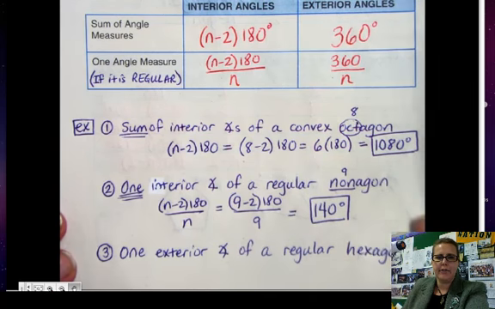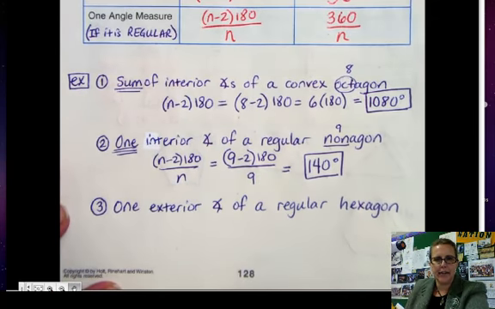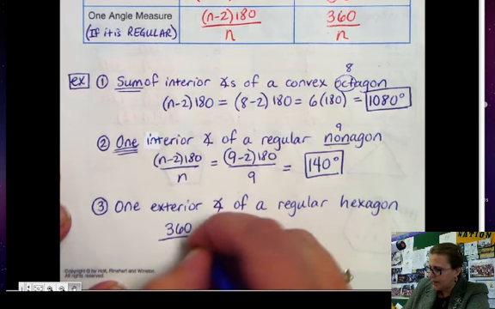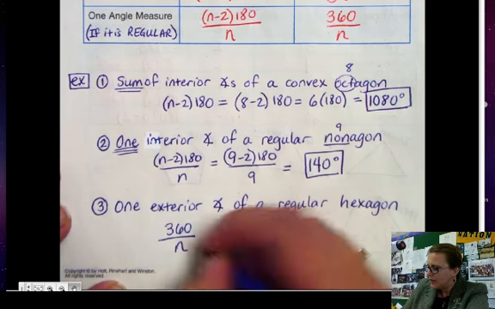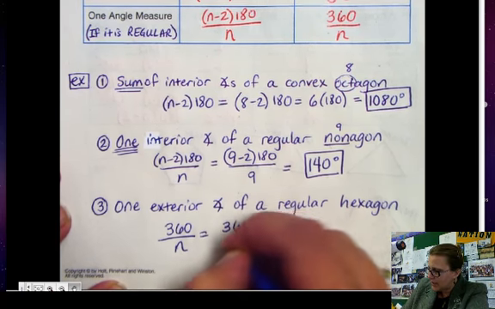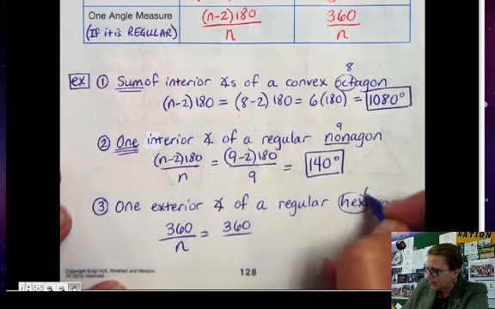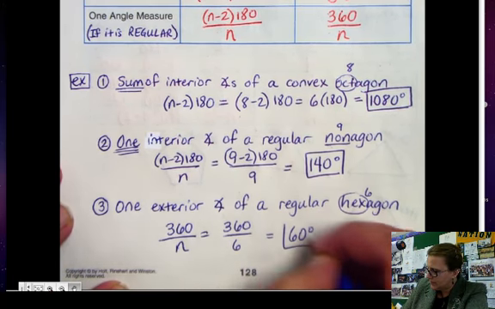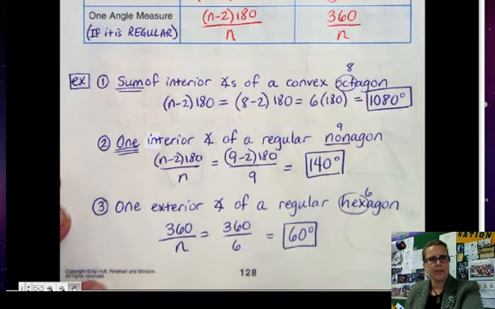Okay, and now if we're trying to find an exterior angle of a regular hexagon, we're going to take 360 divided by how many sides there are, n. So that's going to be 360 divided by 6, since a hexagon has 6 sides. You divide by 6 and you get 60 degrees. Okay, and that's how we find those three.